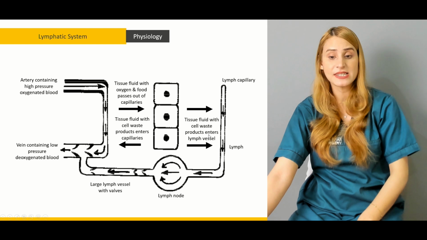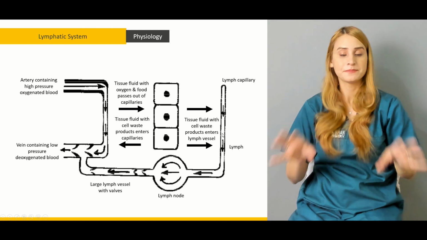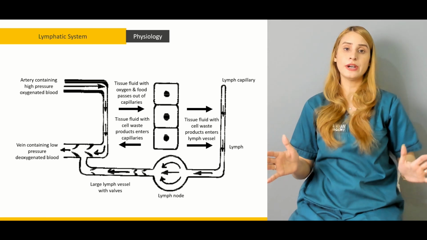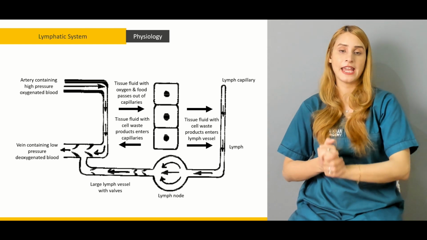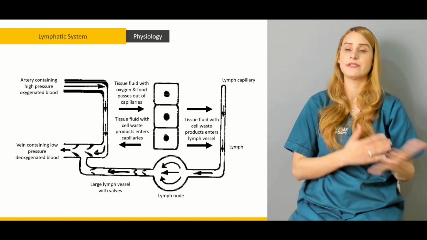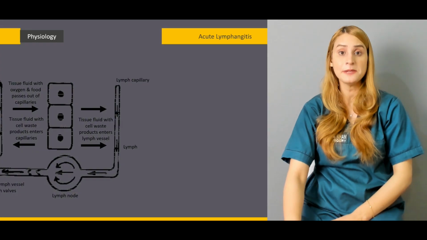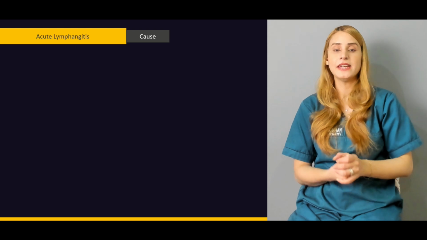And the tissue fluid with cell waste products enters the lymphatic system, and most of it enters the venous system, but the clear fluid containing the waste comes to the lymphatic capillaries, and ultimately goes to the lymph node, and through the lymph nodes are the large lymphatic channels, and they ultimately drain into the venous system.